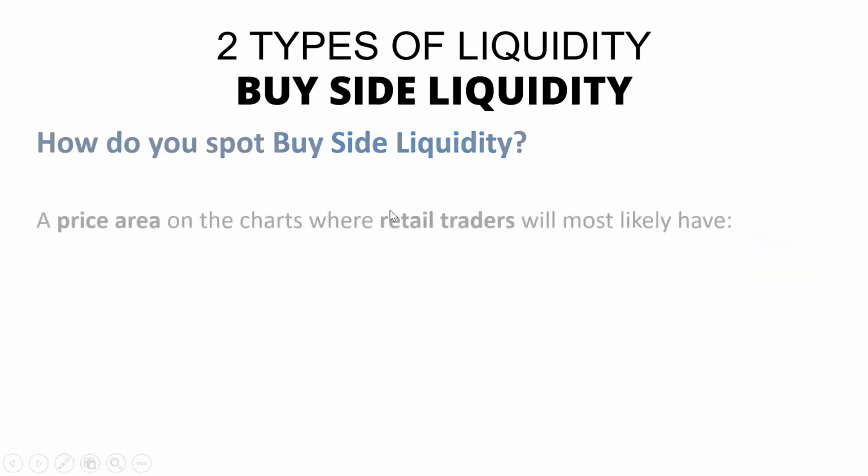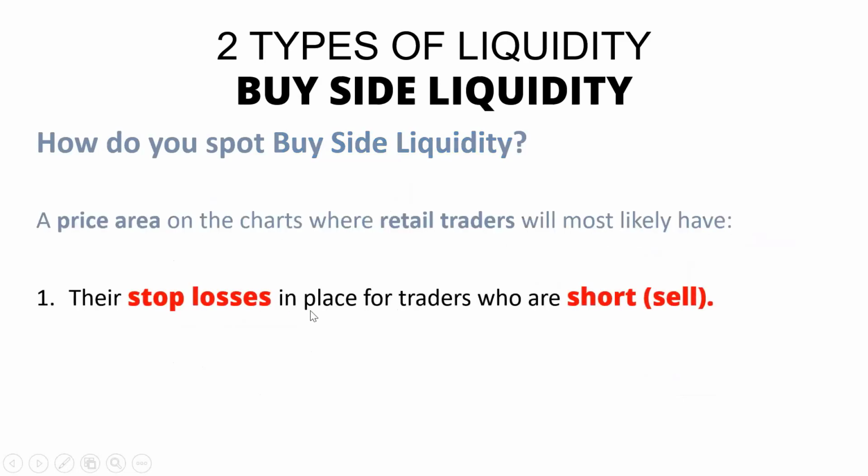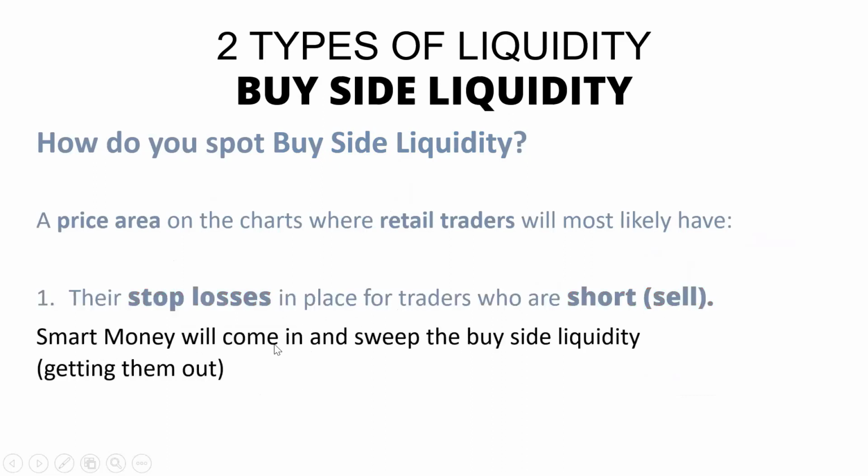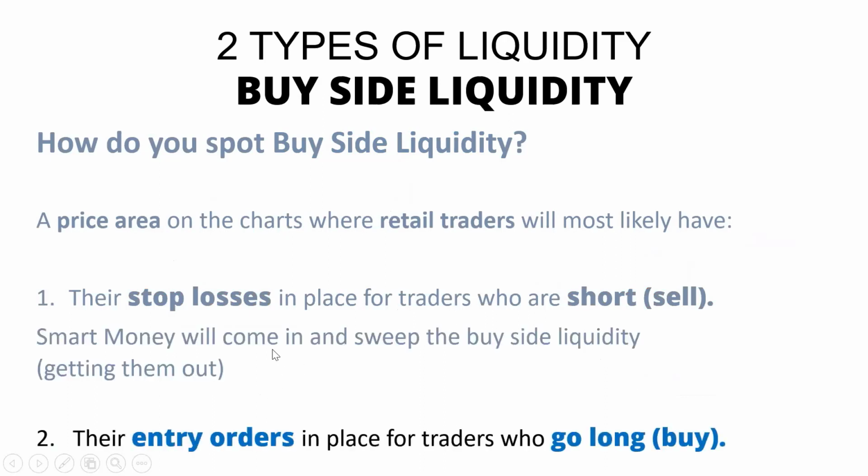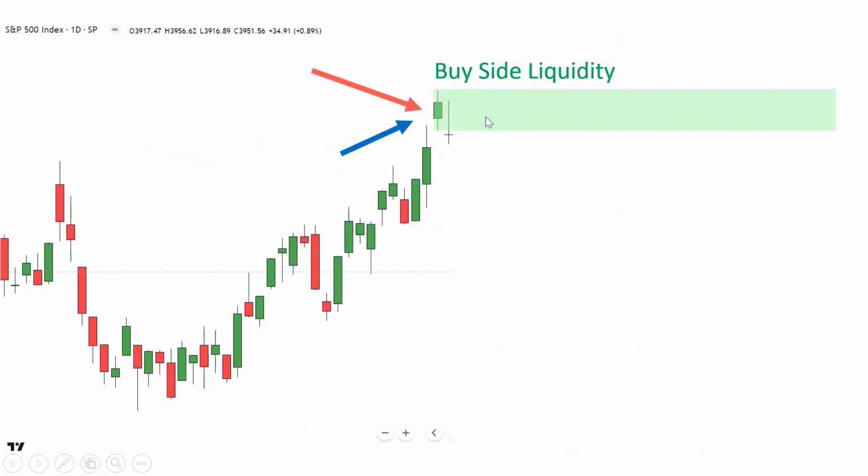So how do you spot buy-side liquidity? It's a price area on the chart where retail traders will most likely have, one, their stop losses in place for traders who are short selling. Smart money will come in and sweep the buy-side liquidity, getting them out. Two, their entry orders in place for traders who go long. So when people want to buy and enter into their trade because they go long, when there is a buy, there's a sell. So buy-side liquidity, you can see it's the higher levels.